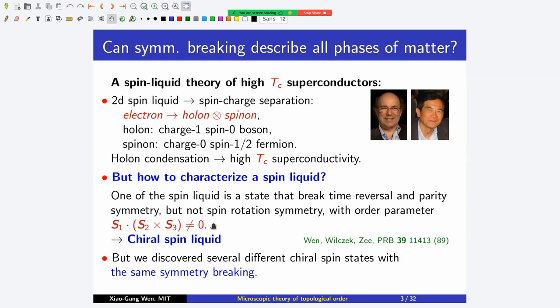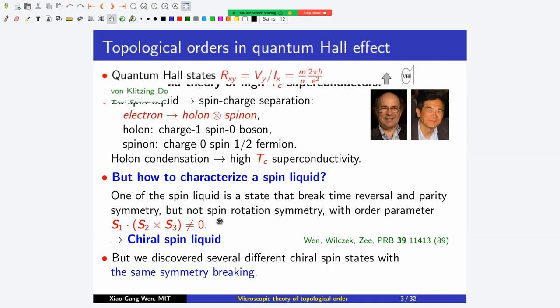However, studying some models, we find that there are actually several different chiral spin liquids with the same order parameter. So this already points out that this order parameter is probably not enough to fully characterize a spin liquid. That's a sign that something new is going on.